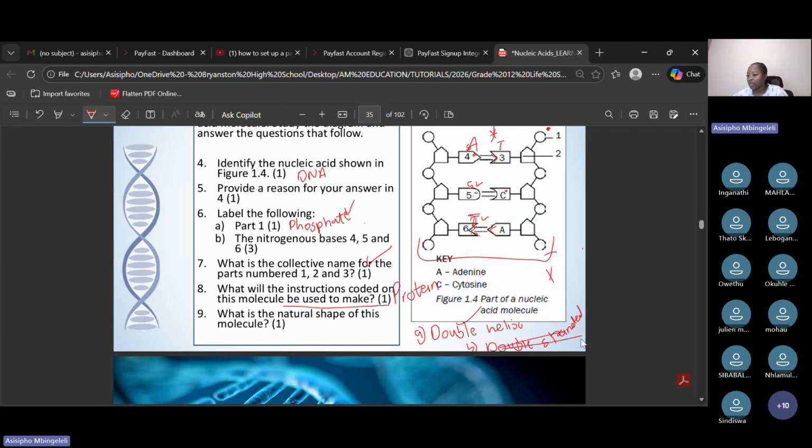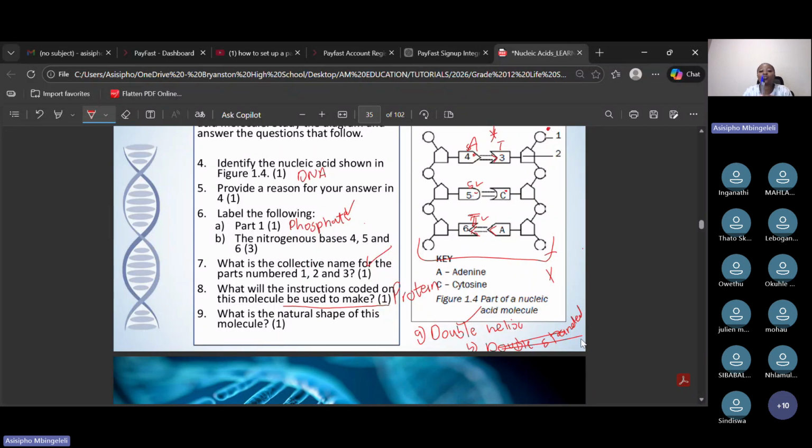Why is that? They are asking you the natural shape of DNA. Yes, DNA is double-stranded. That is correct. What do we mean by double-stranded? We mean that DNA has two strands. It is made up of two strands. But that's not the natural shape.